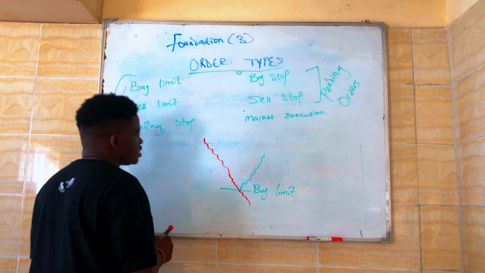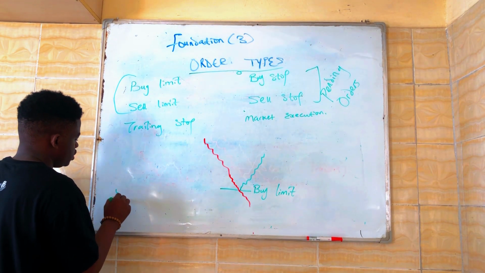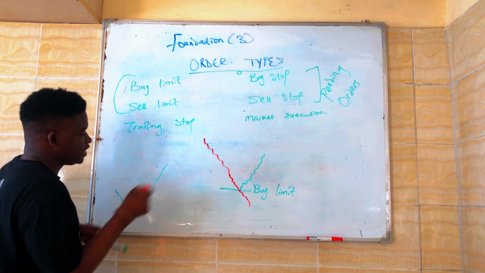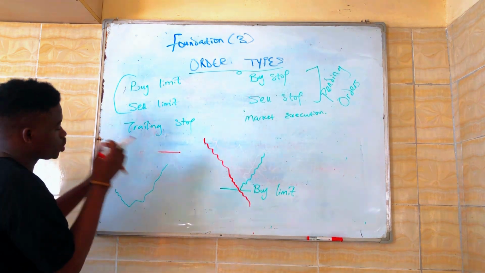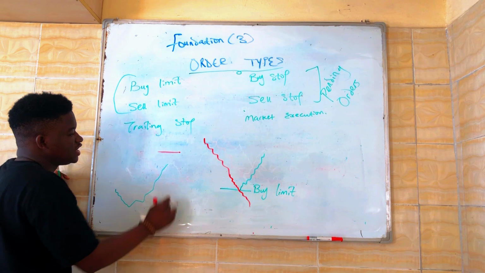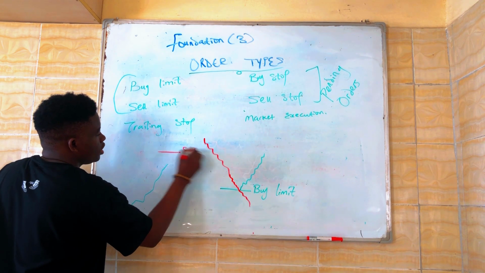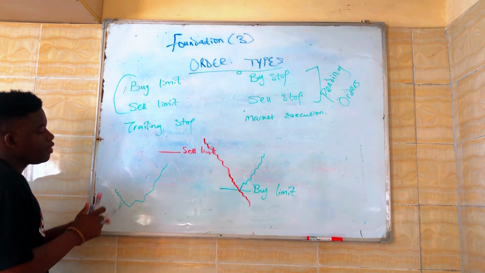Sell limits is the other way around. Let's say the market starts going in an uptrend. Now you place a sell limit here. Maybe you've seen an indication previously that you're sure of and you're like, okay, if this market gets to this point, please book me in for a sell. Book me for a sell.